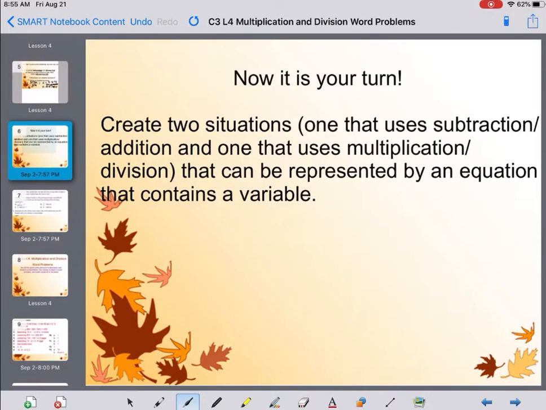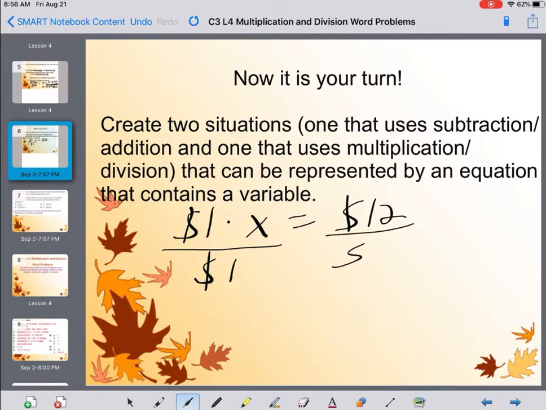We have to create two situations, one using subtraction and addition, one using multiplication and division, to represent an equation that contains a variable. Let's start with the multiplication and division one. Let's say tofu is on sale for $1 per container, and a person spends $12 in total, so we have to find how many containers they bought. This one's easy: we just divide each side by $1. The dollars, the unit, cancel out, and we see that we have 12 containers of tofu.